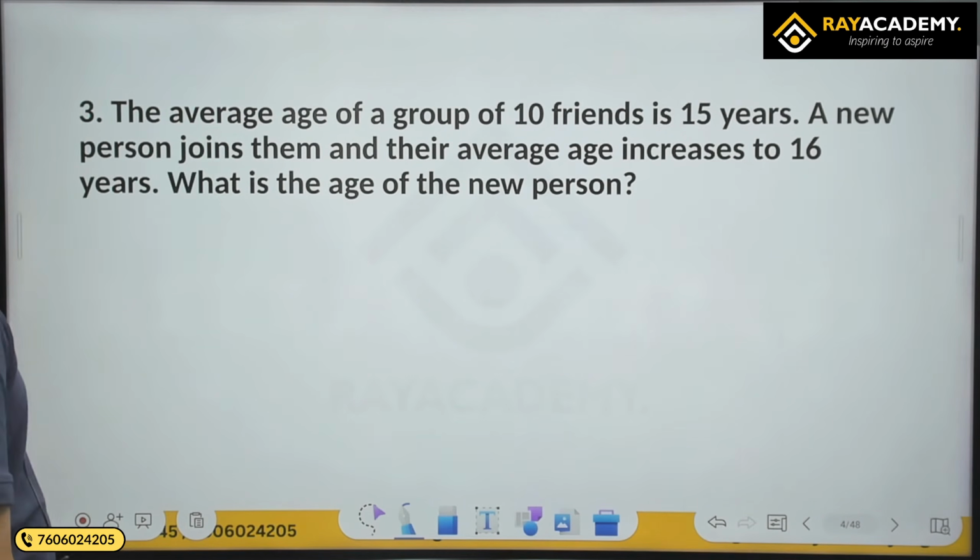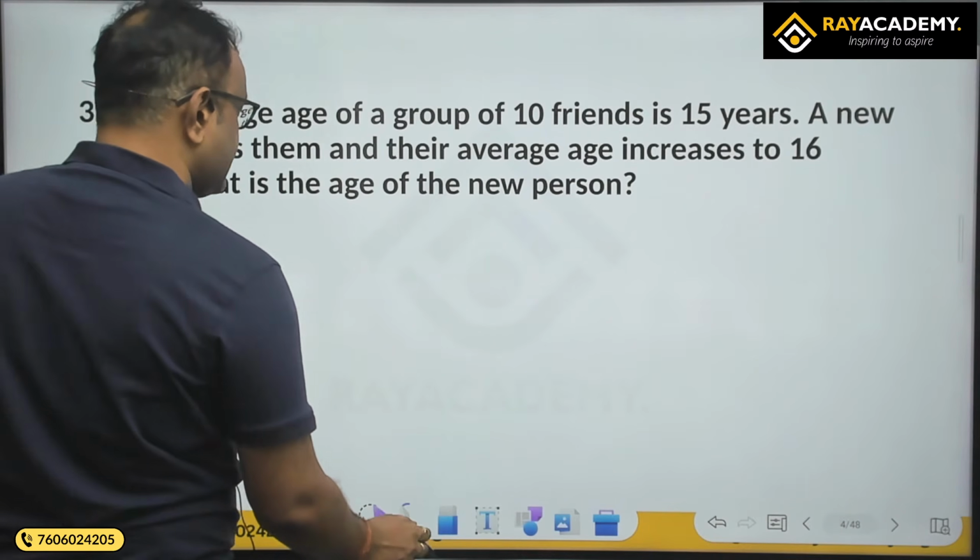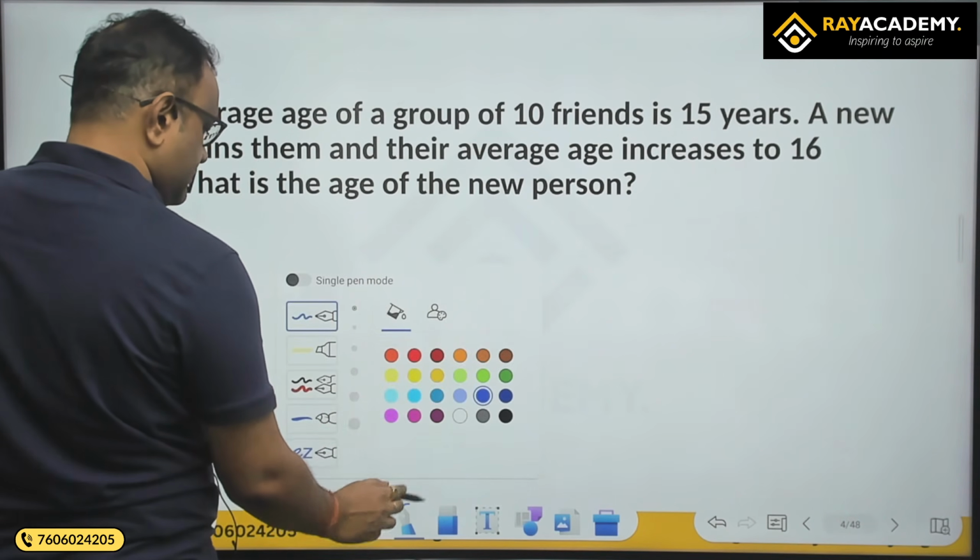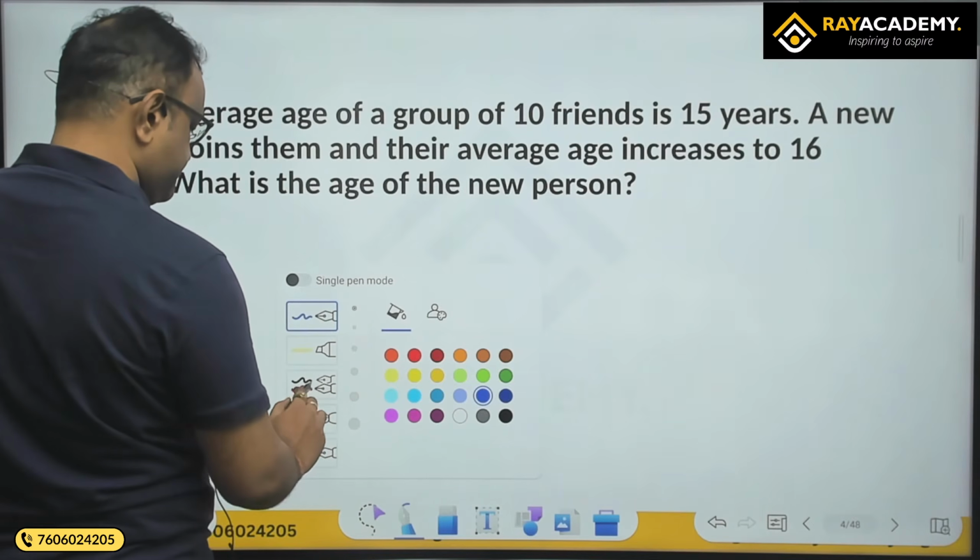The average age of a group of 10 friends is 15 years. A new person joins them and their average age increases to 16 years. What is the average age of the new person? So how to do this one?